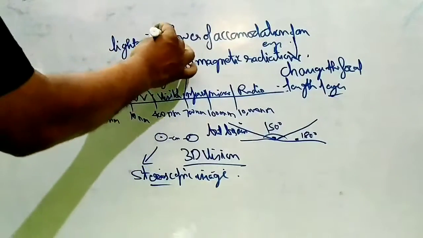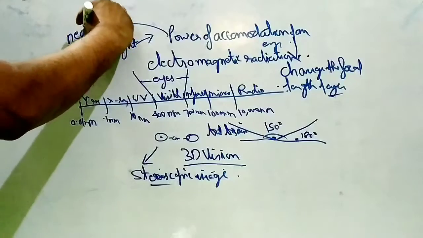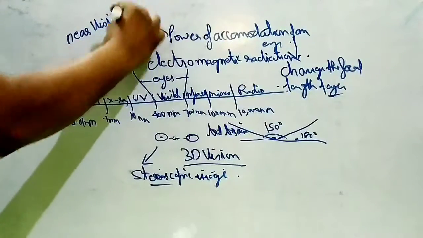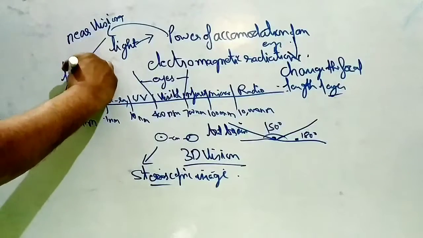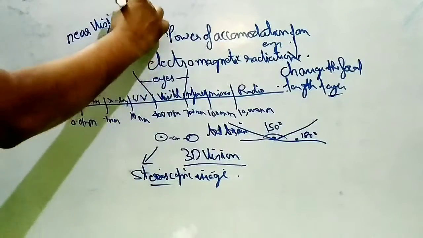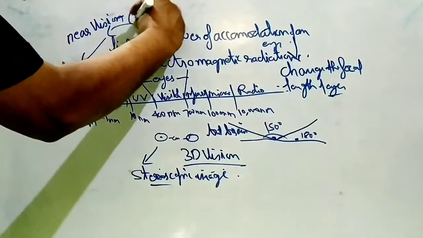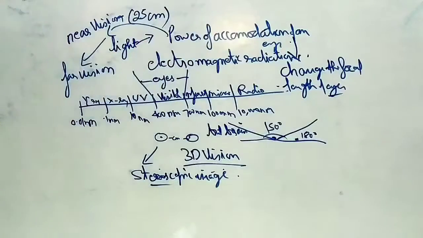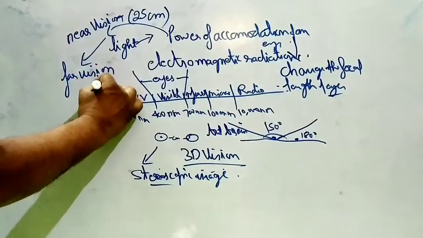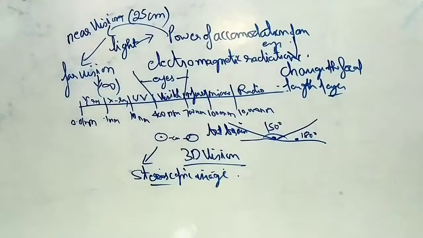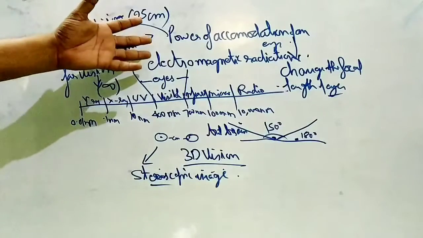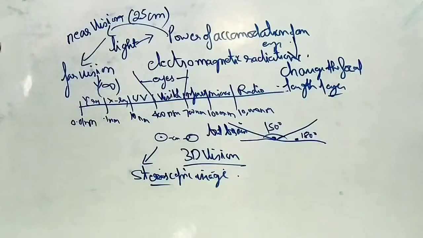If you want to view near objects, it is called near vision. And if we want to view a far object, it is called far vision. The near vision, which can be seen clearly by our naked eyes, is up till 25 centimeter. And the far vision, which normal eyes can view, is up till infinity. So the near vision of our eyes is 25 centimeter, far vision is up till infinity.